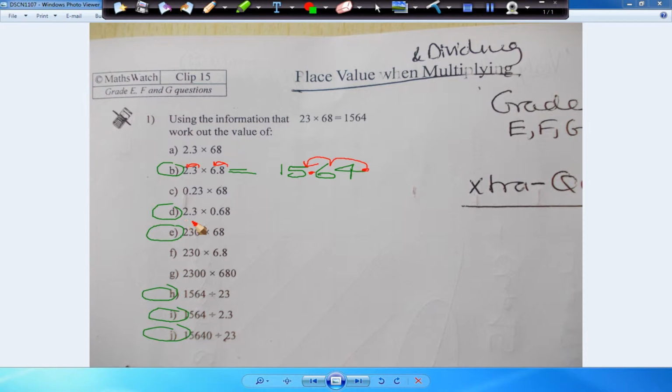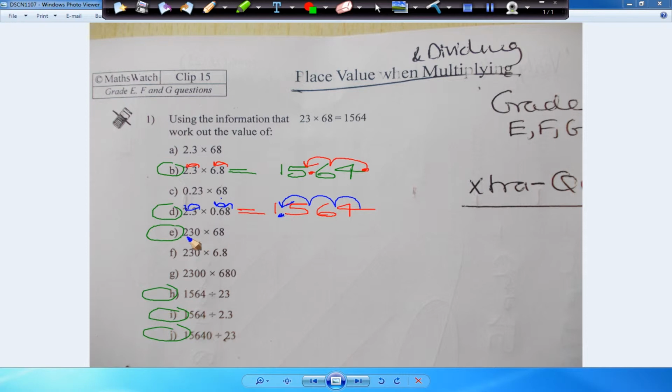Next one, 2.3 times 0.68. If you've done the original values, let's put the original number down and see how it changes. Hassan, are you marking your work as you're going along? Yeah? So 23 to 2.3, what do we do? 10 times smaller. And the 68 to 0.68 makes 100 times smaller? 100. So how many times smaller altogether? 1000. So that's the net effect on the answer, and that one's done.